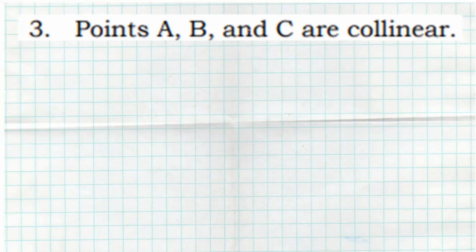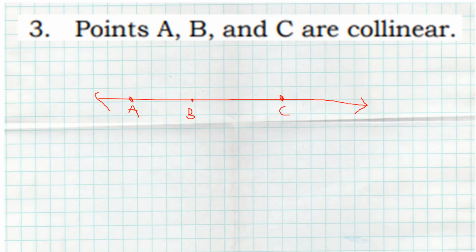Number 3, points A, B, and C are collinear. So you just draw a straight line, although this is not so straight. Then you have to place 3 points on this line, anywhere on the line for as long as it's on the line. Then you have to name those points A, B, and C. So this is the illustration of points A, B, and C are collinear. They are points that lie on the same line, collinear.